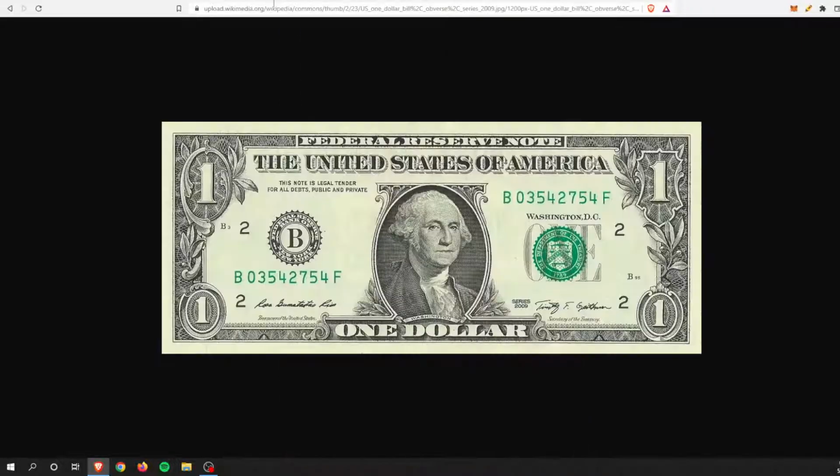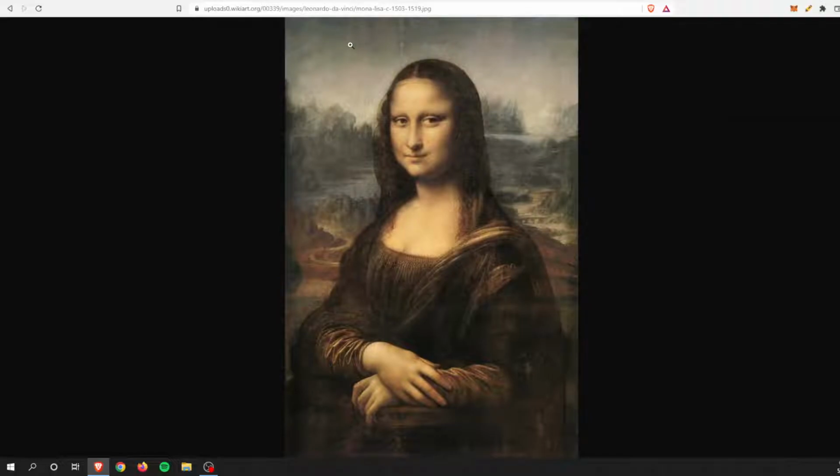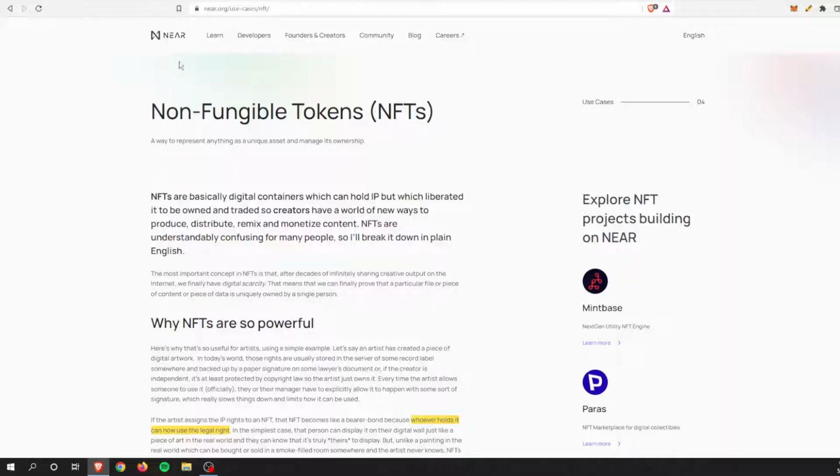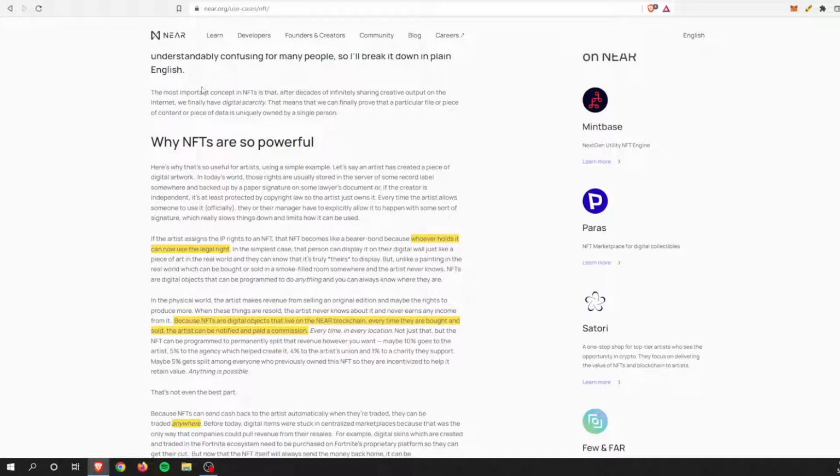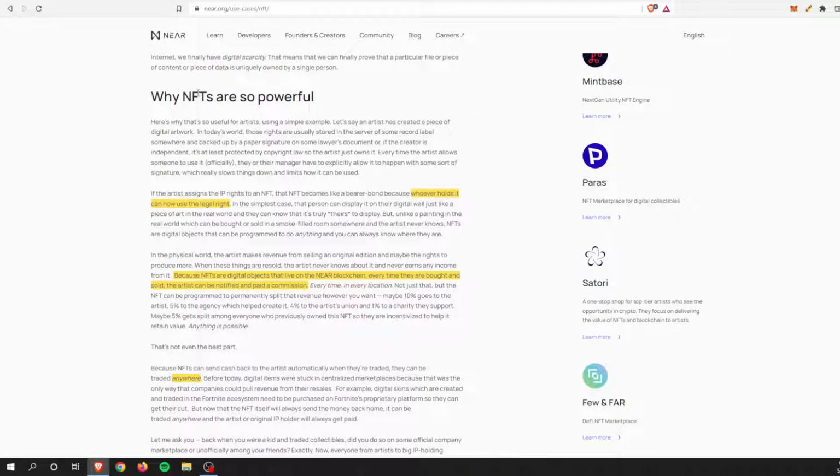Just think about a $1 bill. You can get a $1 bill, trade it, and it's always going to be a $1 bill. But there's only one true Mona Lisa that was created out there. So that's a big overview of the differences between fungible and non-fungible tokens.